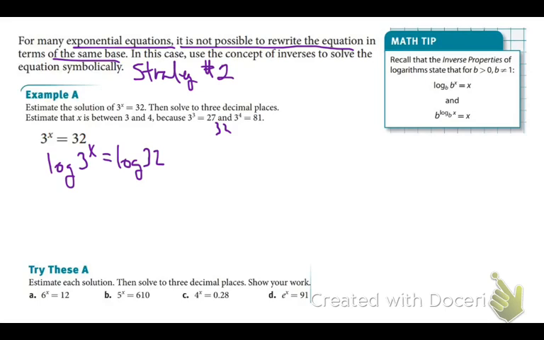All right, now I'm going to take a look at that log of 3 to the x power. Can I rewrite that? Yes, I sure can. What can I do? Move the x to the front. I can use my power property, and I'm going to move my power to the front. And now I'm going to have a rewrite of x times my log of 3 equals my log of 32.